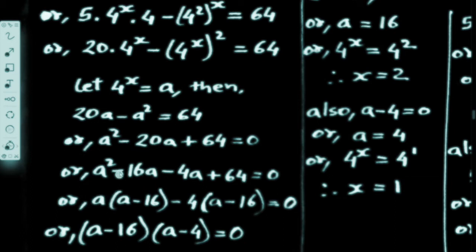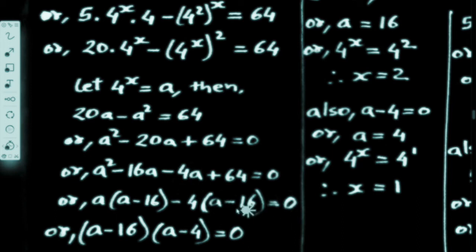Now here a should be taken common from these two terms. Then a minus 16 is the non-common part. Also, from these two terms, minus 4 is common, and the non-common part is in the bracket, a minus 16, equals 0.